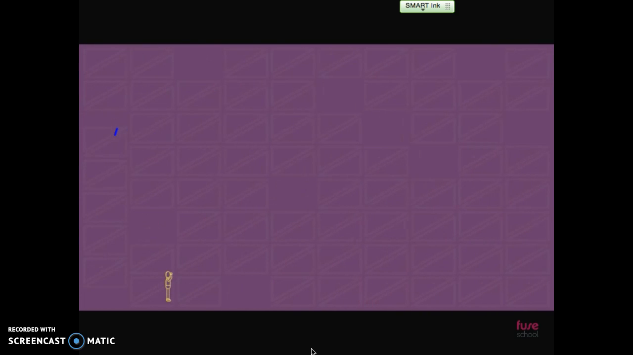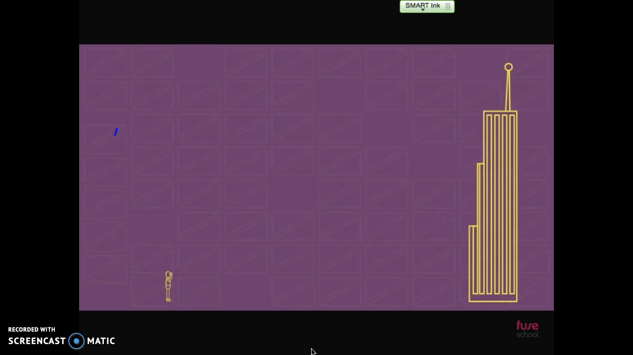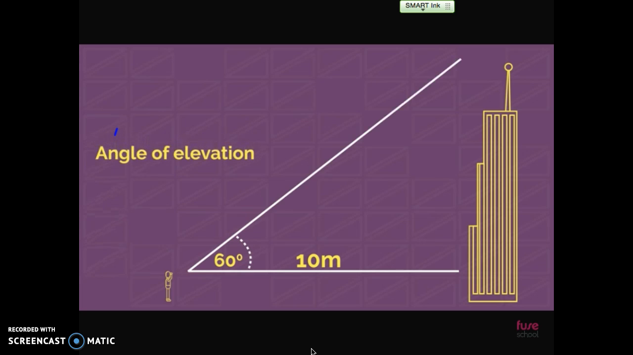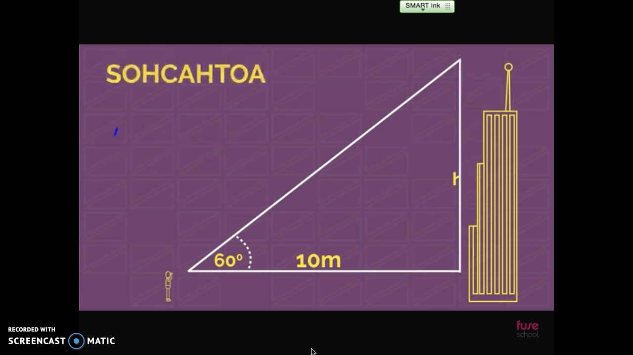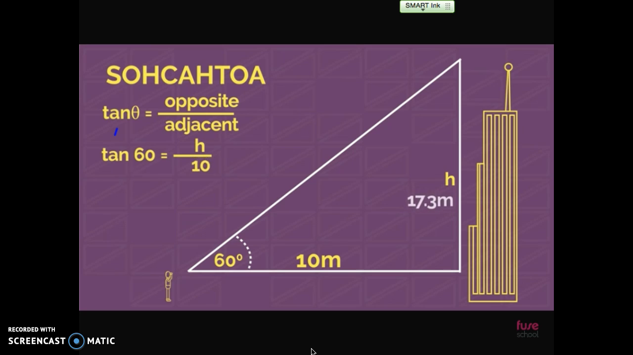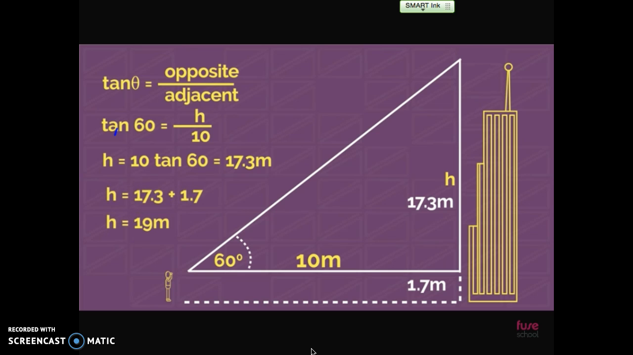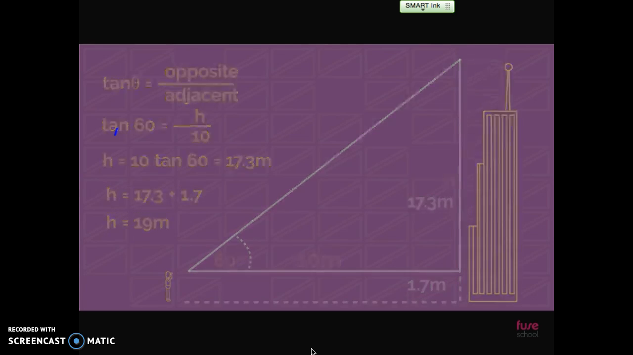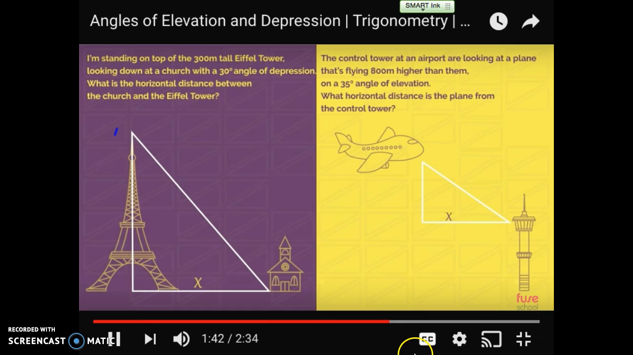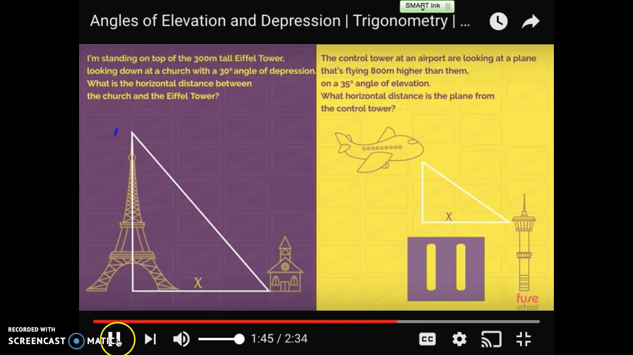We then use all of our trigonometry skills to solve problems involving angles of elevation and angles of depression. Let's look at some examples. Next time you're out and about, stand 10 meters away from a building. Guesstimate the angle of elevation from your sight line to the top of the building. You can now use SOHCAHTOA to work out the actual height of the building. And remember to add on your height to get the correct answer. Here are some questions for you to do. Pause the video, work them out, and click play when you're ready.